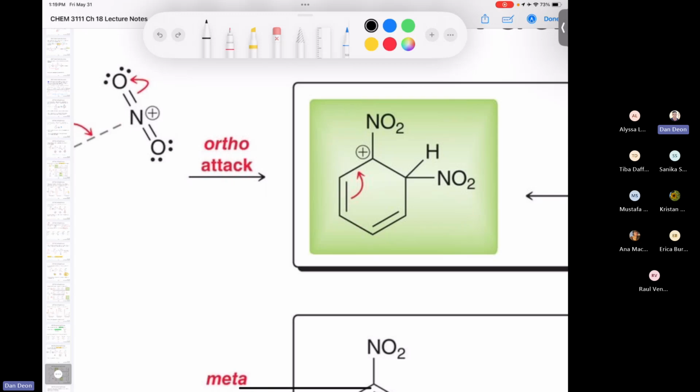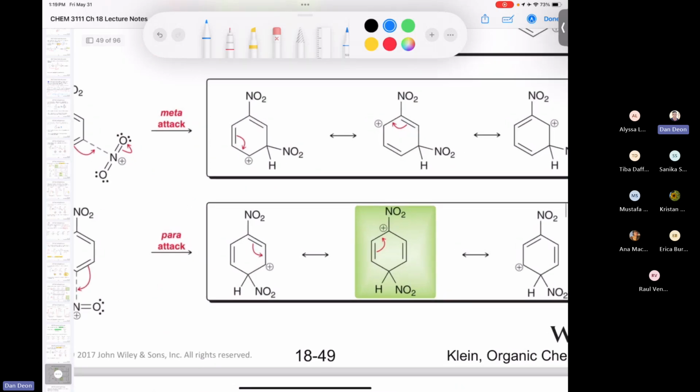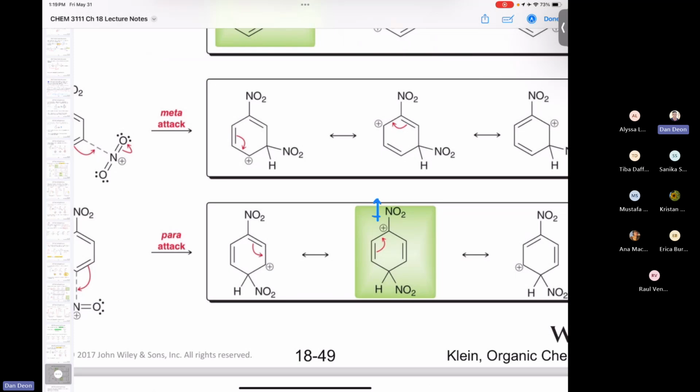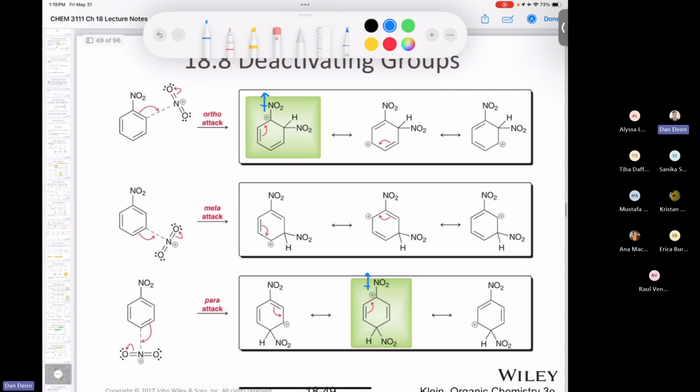Now, why would this be a less stable sigma complex? Let's think about it. You've got an electron withdrawing group, a nitro here, and then you've got a carbocation next to it. Good night, that is not stable at all. This doesn't even want to exist. And then if you look at these resonance forms, these sigma complexes that result from the para attack, you see the exact same thing happens. We end up with a positive charge adjacent to a nitro group. That is highly unstable.